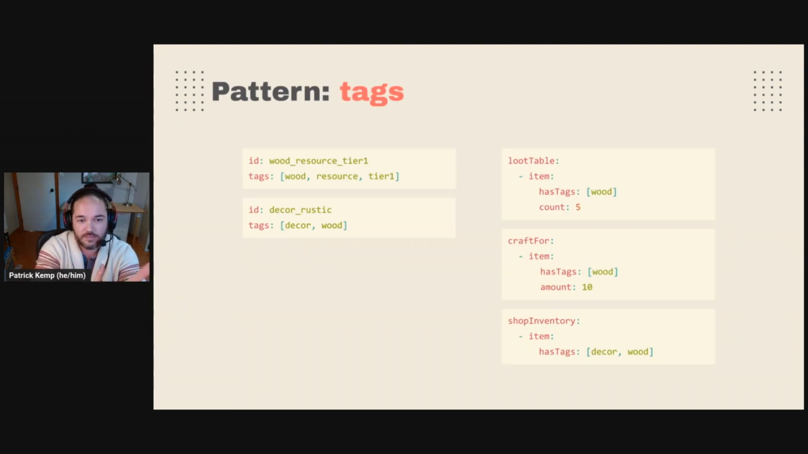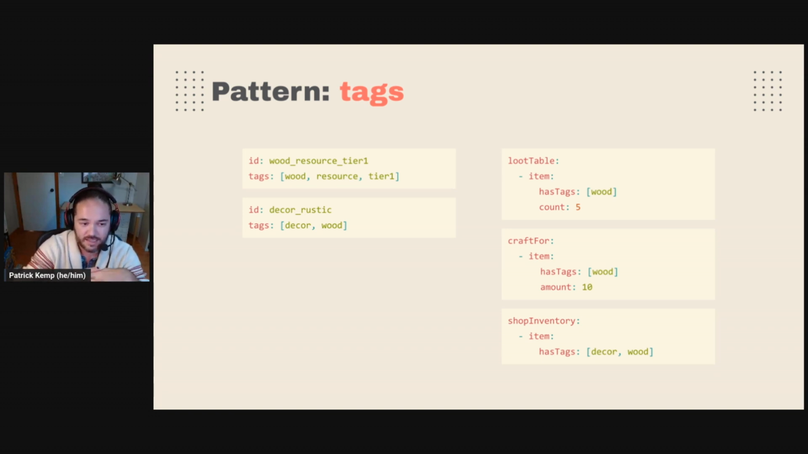Okay, so pattern number one, this is a pretty familiar one probably. It's tags. So all our items and content have an optional list of tags that live in a central registry, and then any other piece of content or a system can refer to items by tags without having to refer to them by specific item IDs or content IDs. So you could have loot tables or crafting recipes or shop inventories that get populated with items by tag without having to create and maintain a list of specific items.